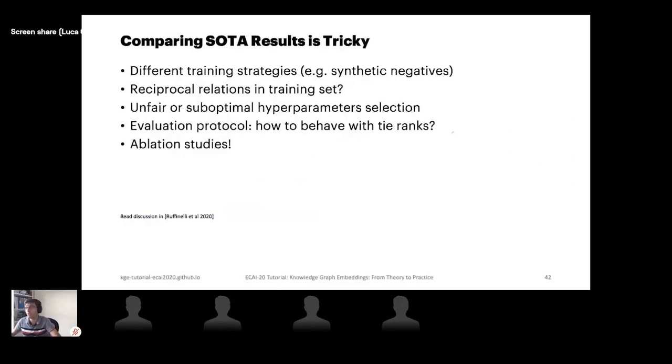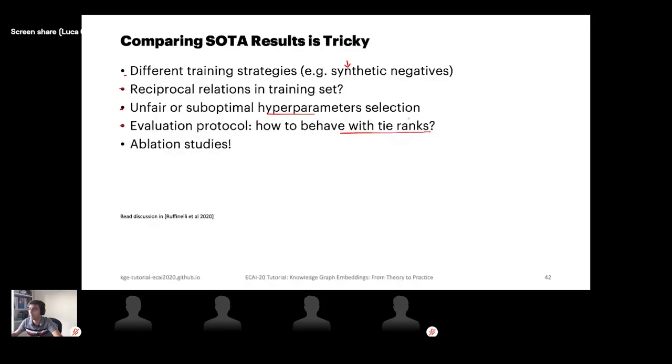And this is pretty much what I just said, right? So again, keep in mind different training strategies, for example, how synthetic negatives are used, whether or not reciprocal relations are used in the training set, whether a good hyperparameter search has been carried out or not. The evaluation protocol also is tricky because there are a lot of different evaluation protocols out there. They look the same, but some of them differ in tiny little details, like, for example, the behavior when there's a tie in ranks.